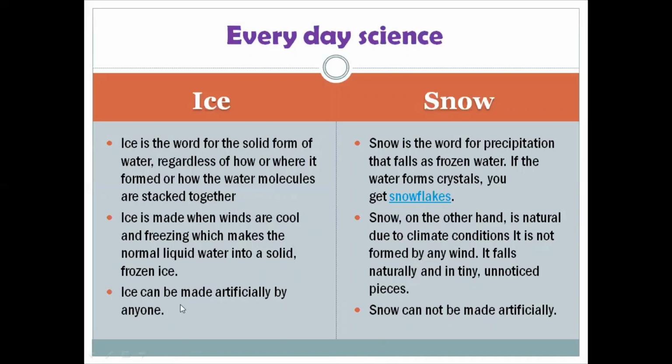So another description is that ice can be made artificially by anyone. So we can make the ice artificially or manually, while snow cannot be made artificially. It is natural, which comes from the sky. So this is the basic difference between ice and the snow.